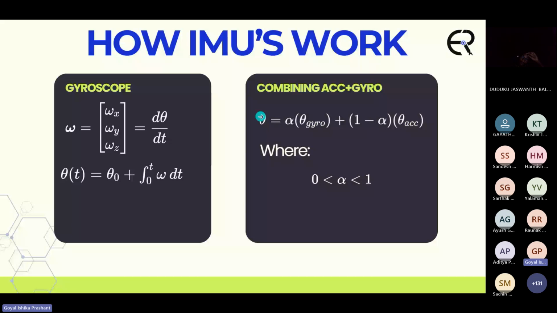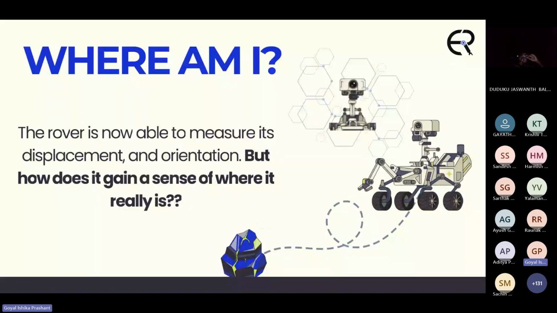So now the rover is able to measure its displacement and orientation. But how does it gain a sense of where it really is? How does it know where it is in reference to a set point? Before we delve into that, does anybody have any doubts?